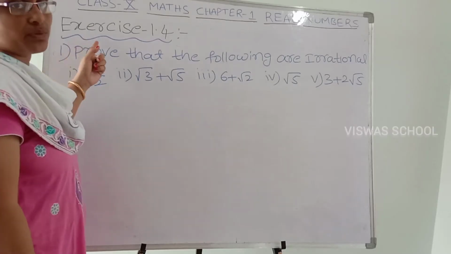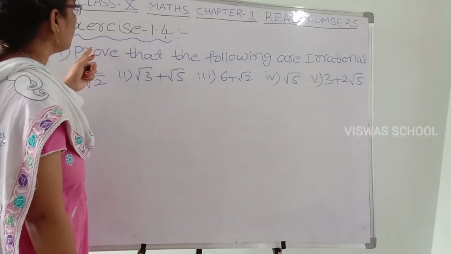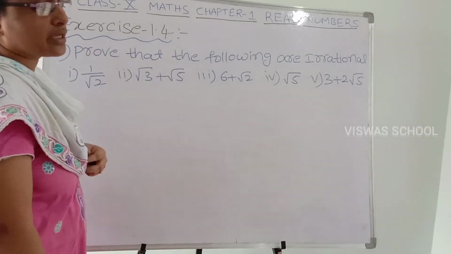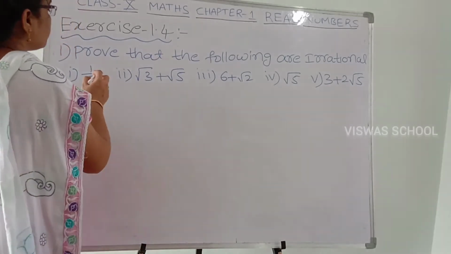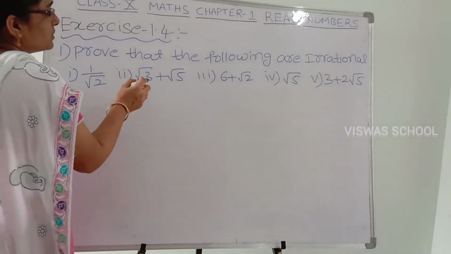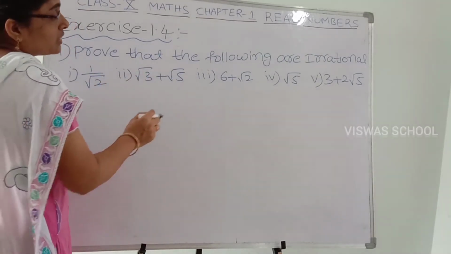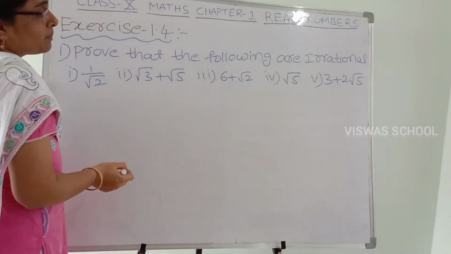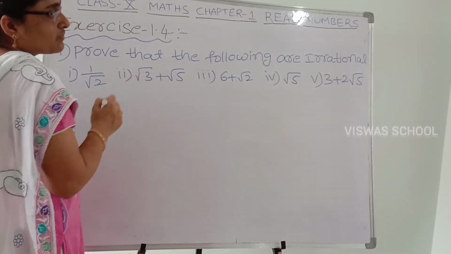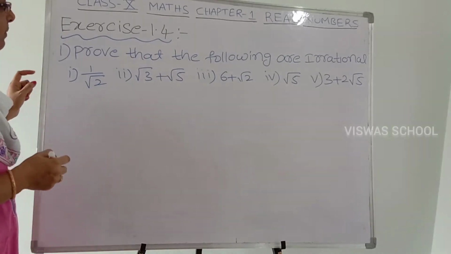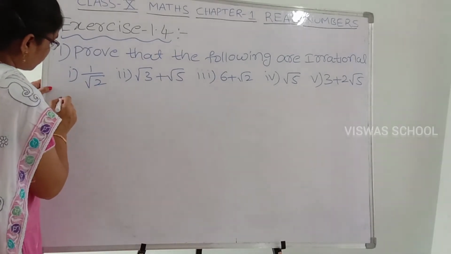Next one is exercise 1.4. In this, prove that the following are irrational numbers. First one is 1 by root 2. Second one is root 3 plus root 5. Third one is 6 plus root 2. Fourth one is root 5. And fifth one is 3 plus 2 root 5. In this, first one is 1 by root 2.